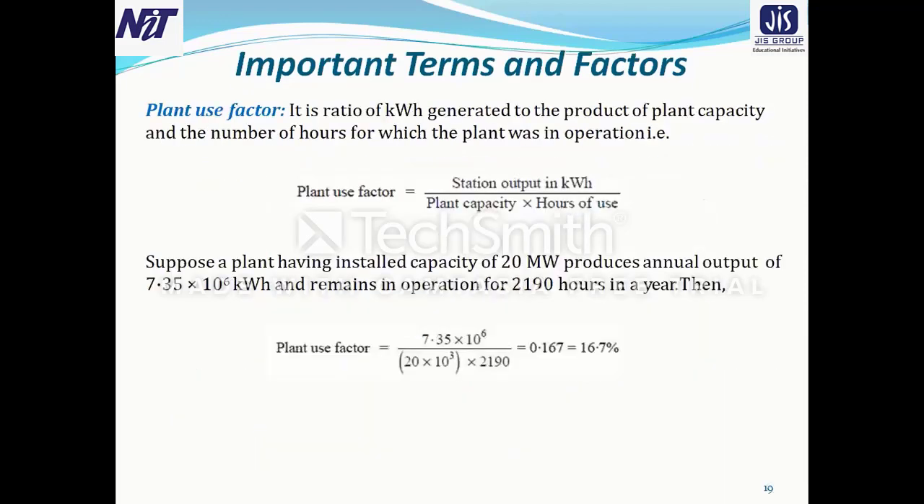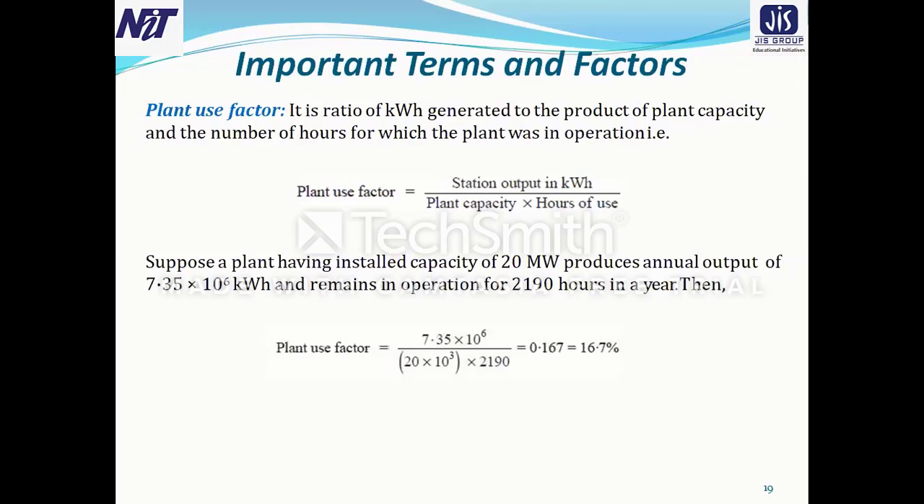Now it is plant use factor. Plant use factor is the ratio of the station output in kilowatt hours divided by plant capacity into hours of use, that is, how much time it is used. So it is the ratio of kilowatt hours generated to the product of the plant capacity and the number of hours for which the plant was in operation. The most important part here is that it comes from the ratio of kilowatt hours generated and the number of hours for which the plant was in operation.